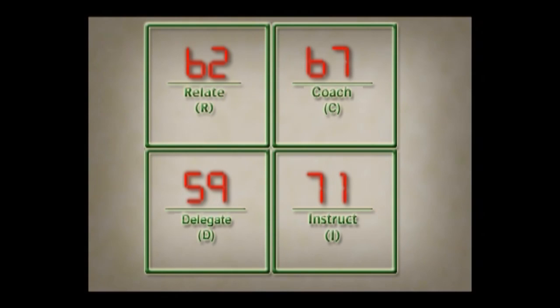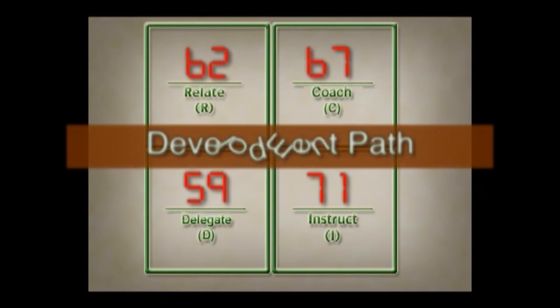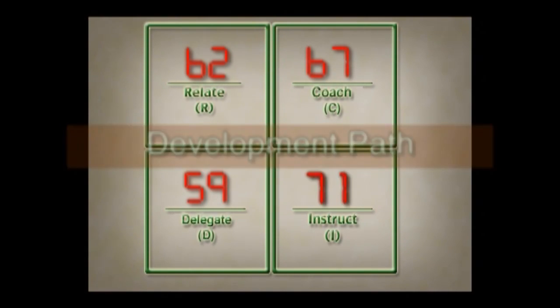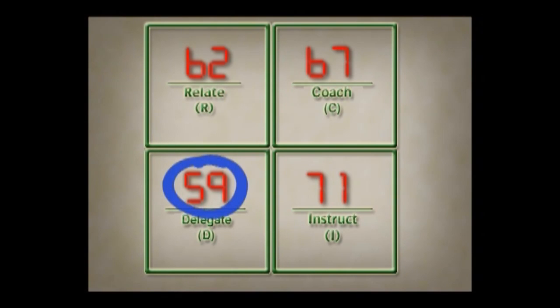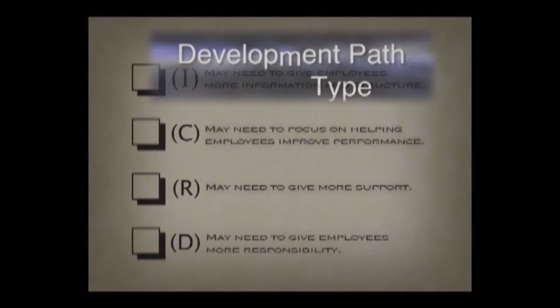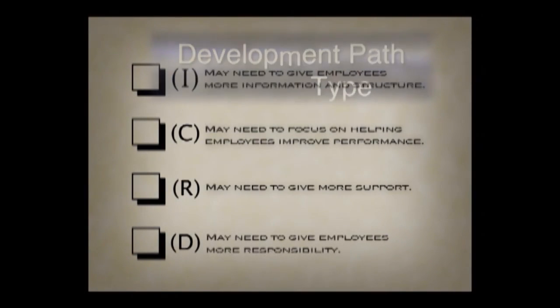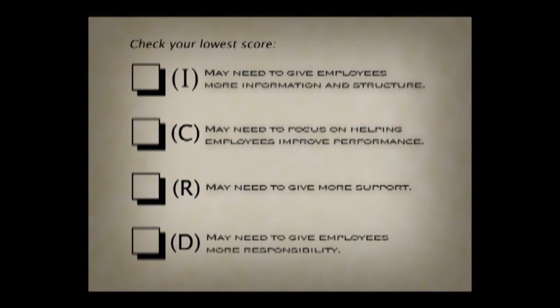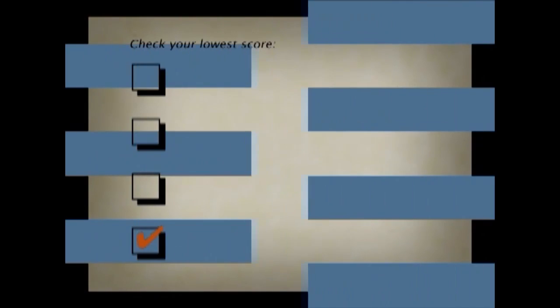Now, let's look for your weaknesses to establish a personal leadership development path. Check your least dominant type in these boxes. This is your development path type, the one you should practice if you want to develop the capabilities needed for effective leadership in many contexts. Check your lowest score. What new emphasis does your low score suggest?